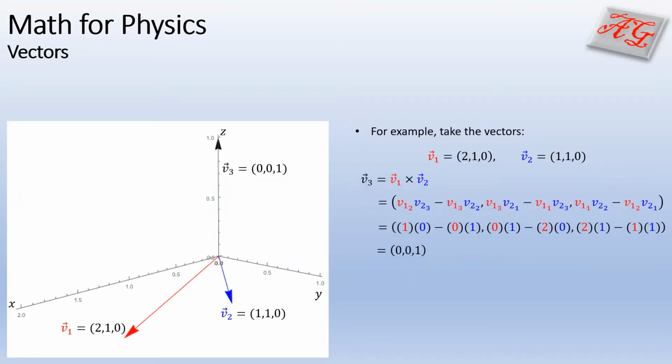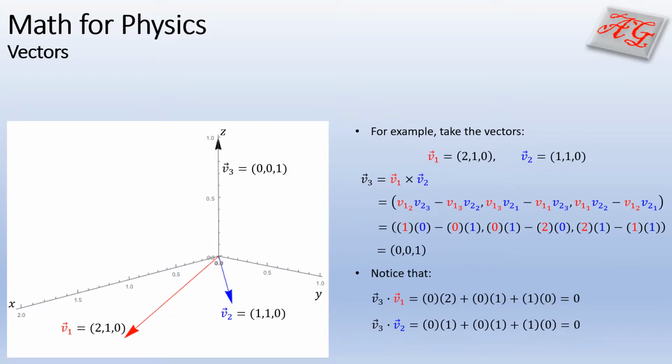And you can look at the procedure in detail yourself, but the important result is that b1 cross b2 yields the unit vector k. Just notice that the dot product of b3 with both b1 and b2 yields 0, and none of these vectors are zero. So our hypothesis is consistent. Even more, try to prove it algebraically for the general case. It is not that difficult.